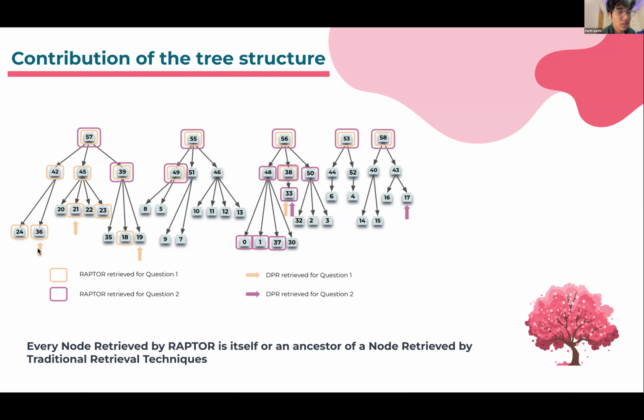For example, if you look over here, your traditional DPR, in this case your traditional retrieval augmentation method, retrieves this node, but you also see Raptor, for example, retrieves its parent node. So in collapsed tree, your high level nodes might always have a path to a lower level node. Empirically, we saw that any information that your normal retrieval augmentation method retrieves, we have a node that has the same information in the form of the summary.